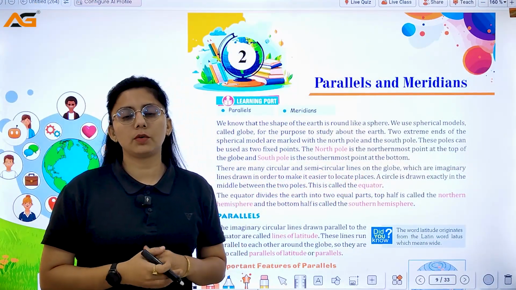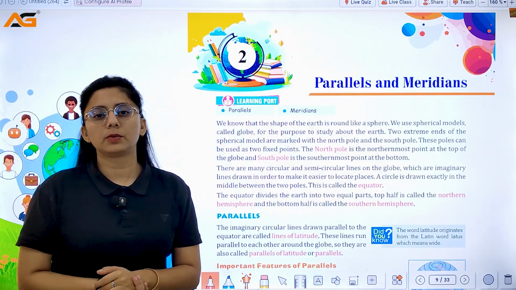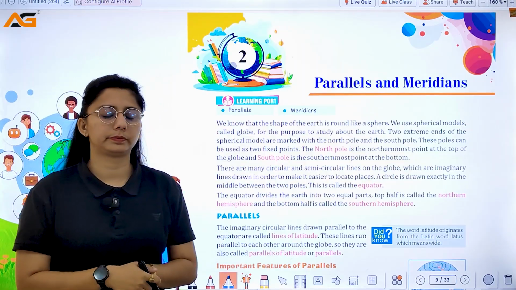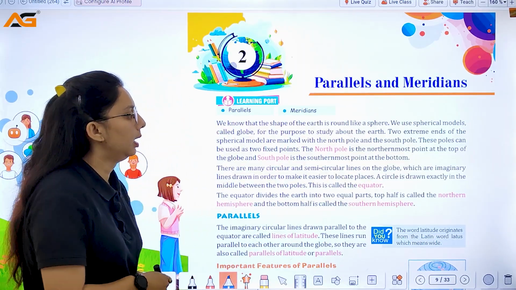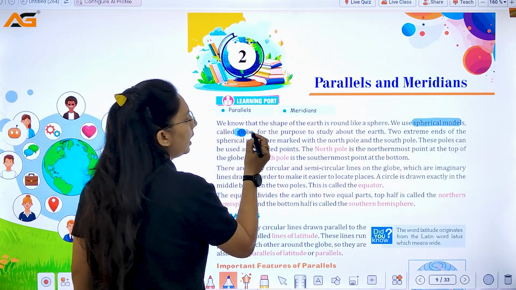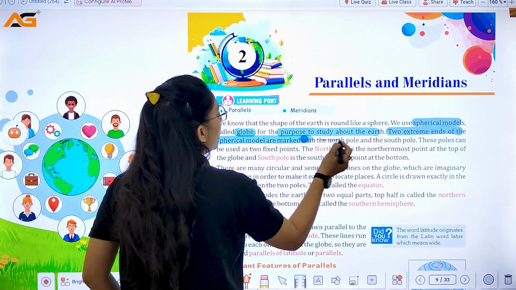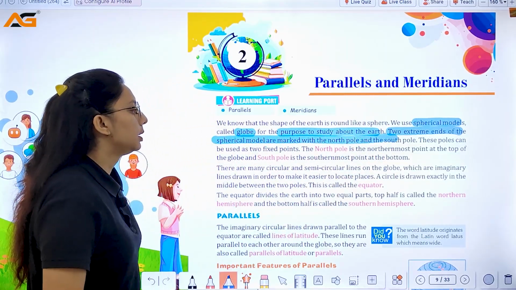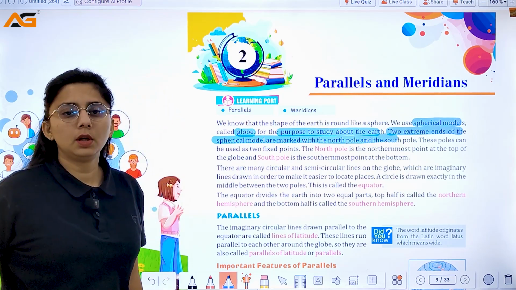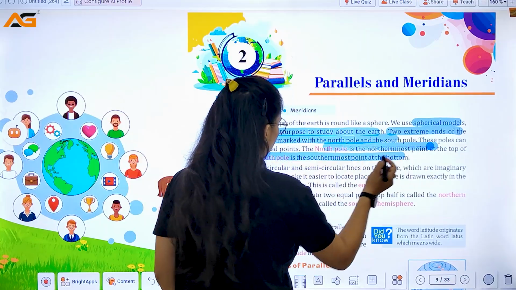Hello children, today we are going to start with chapter 2, that is parallels and meridians. In this chapter we will study about the shape of the earth, which is round like a sphere. We use spherical models which are called globes, and for the purpose of study, the two extreme ends of the spherical model are marked with North Pole and South Pole. They are the two fixed points. North Pole is the northernmost point of the globe and South Pole is the southernmost point of the globe.